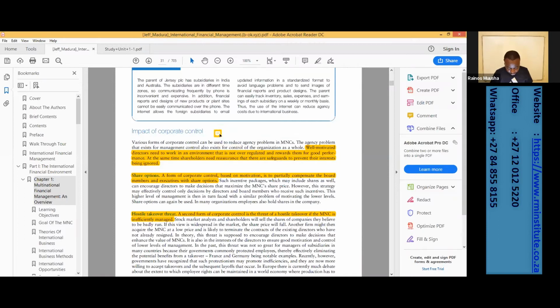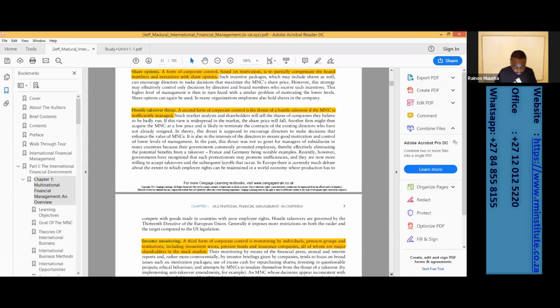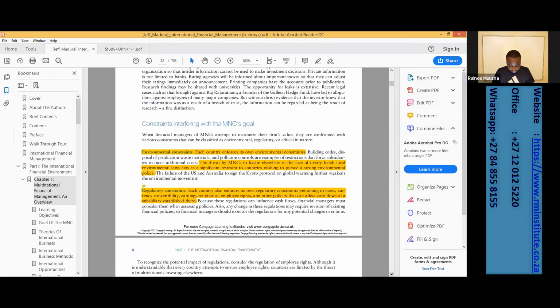The impact of corporate control, we're not going to be doing it because I put a note there, because it's not in the new textbook. So we are not going to be looking at that.